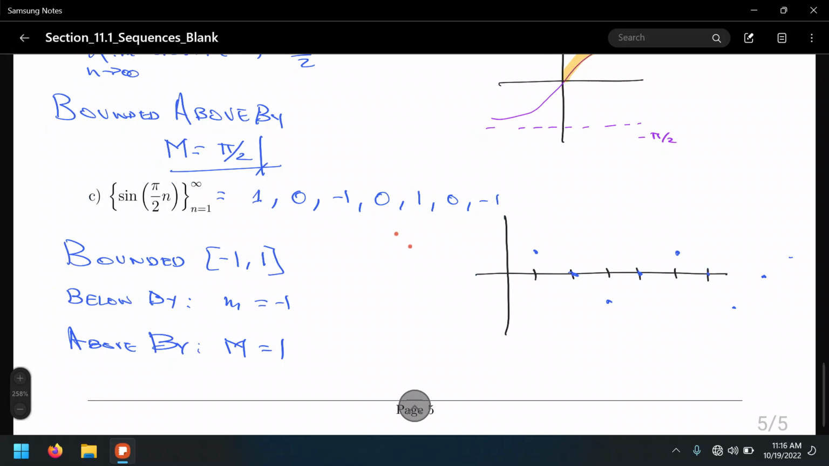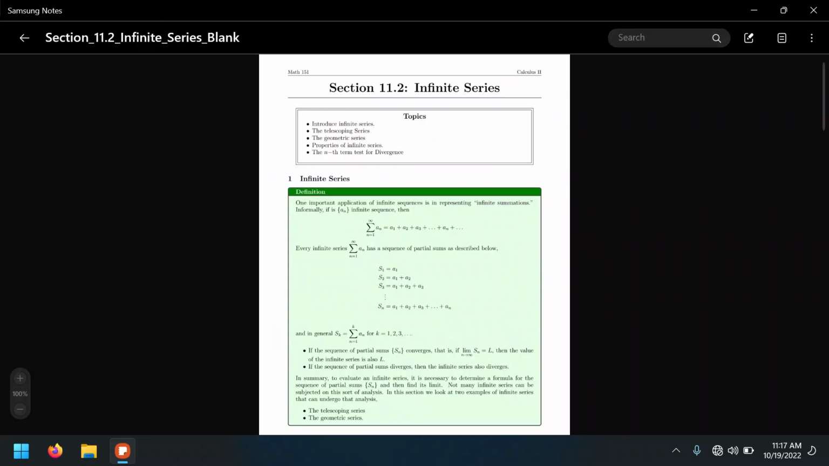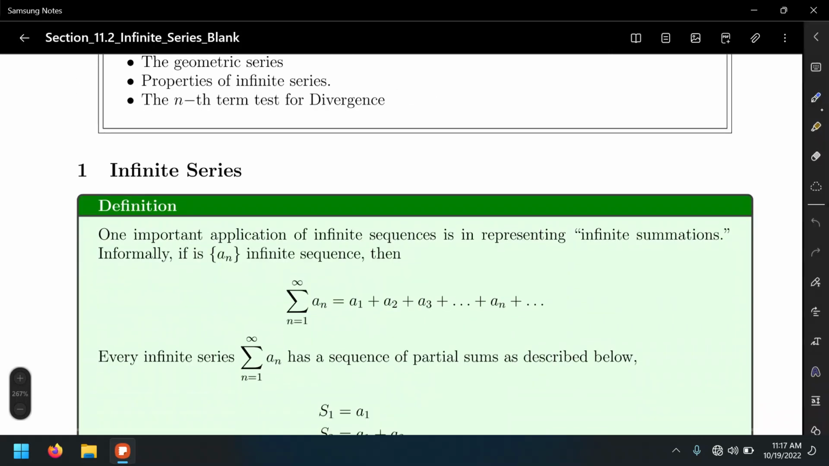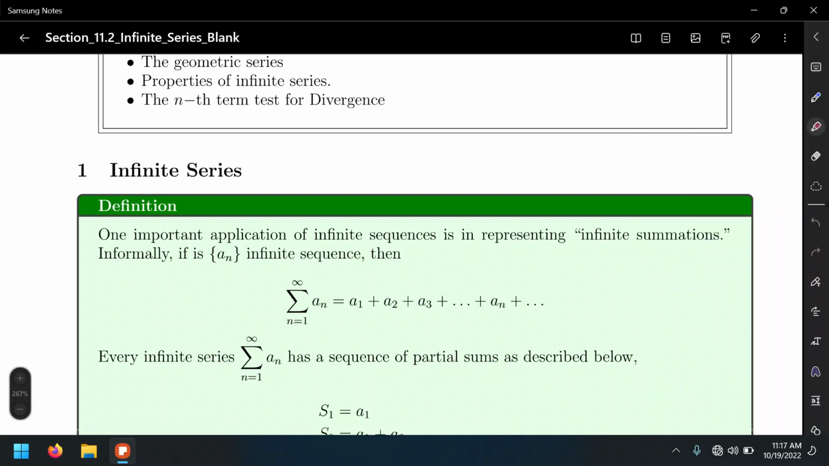For 11.2, we will discuss something similar but not quite the same. Infinite series. Well, infinite series versus infinite sequences. They look similar, but one prominent way to distinguish between them is the notation here. So you can identify a series from a sequence by observing this symbol right here, which is the uppercase sigma symbol or sigma letter from the Greek alphabet.